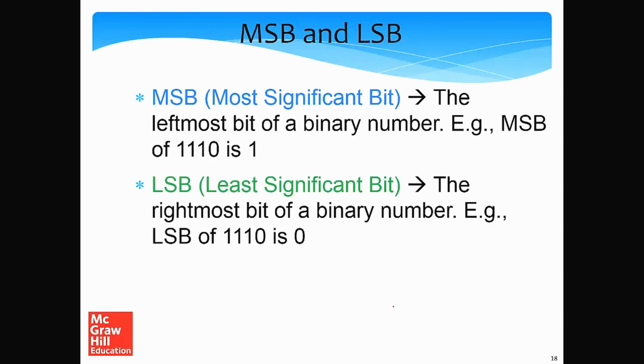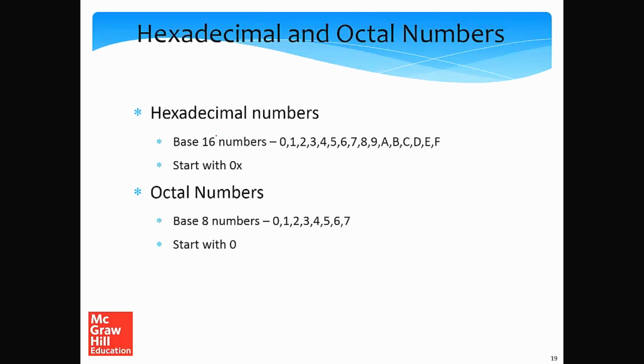So now let's define two terms, the MSB, the most significant bit, and the LSB, the least significant bit. The leftmost bit of a binary number, for example, of the number 1110, the number shown over here, the most significant bit is 1. And the least significant bit is the rightmost bit, and in this case it is 0. Similarly, we can define numbers in other bases as well.